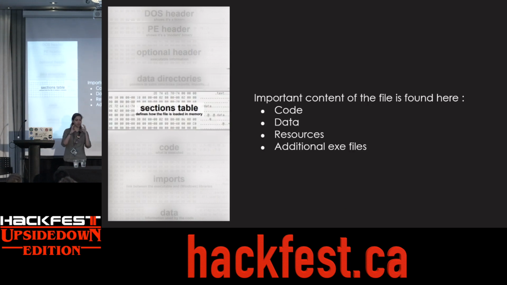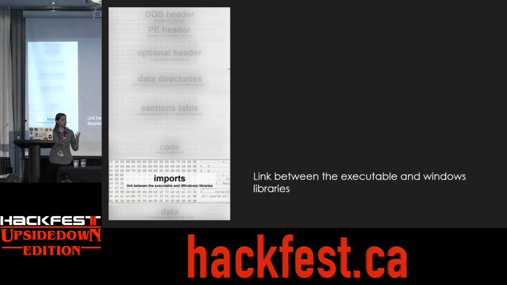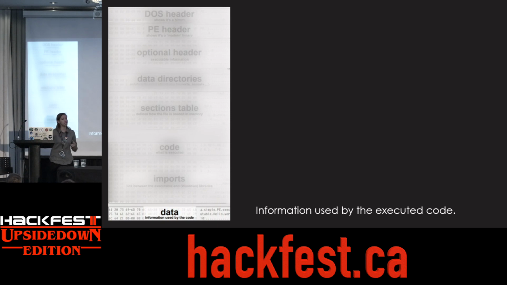So now moving on to our sections, which is our meat, the content of our file. In the sections table, we have things like code, import, export, and any additional files that the malware will be using. The code section is our executable code. Our import section is the link between the executable and any DLL libraries. And then the data will be anything like any global or local variables.